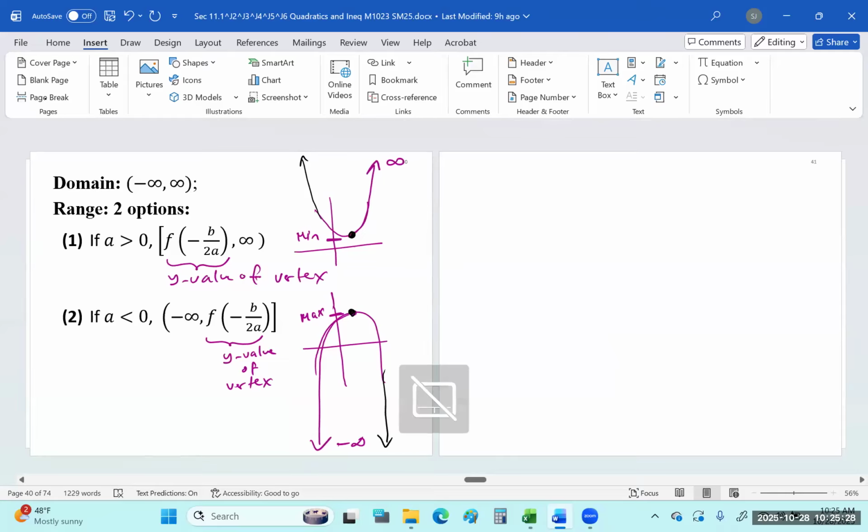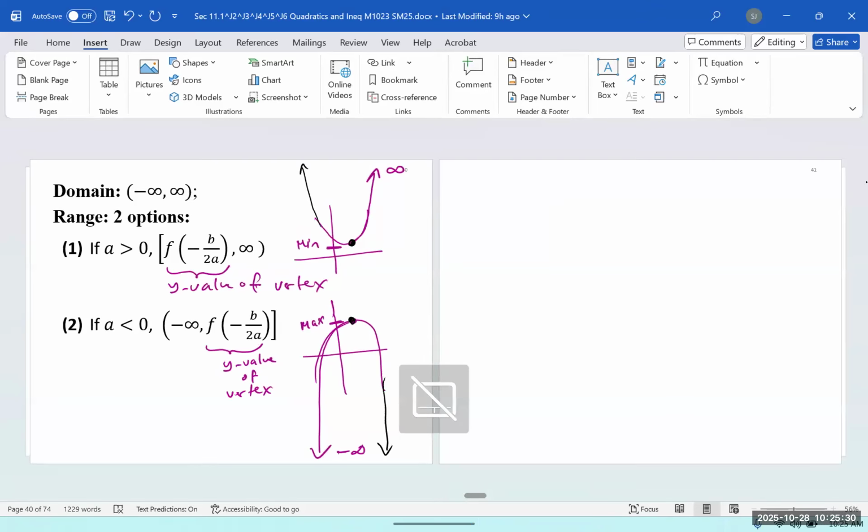Let's say we have Y equals normal x squared without any transformation. Then the graph is this one, right? At the origin. So what's the domain for this function? Negative to positive infinity.